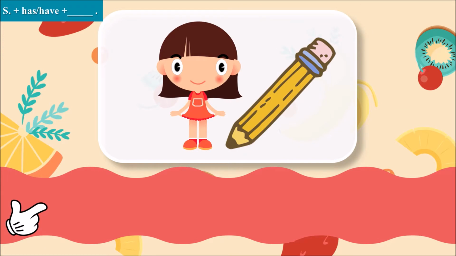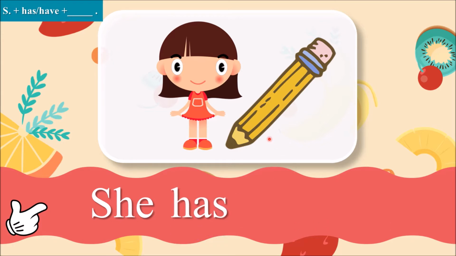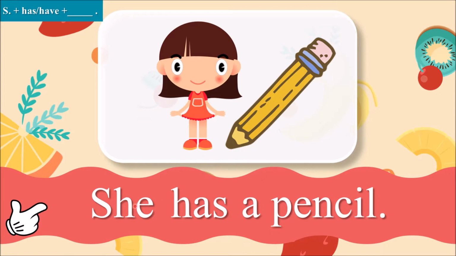So let's practice with these pictures. A girl or a woman, we use she. She is singular subject, and we use has. And this is a pencil. In this picture, she has a pencil. She has a pencil.